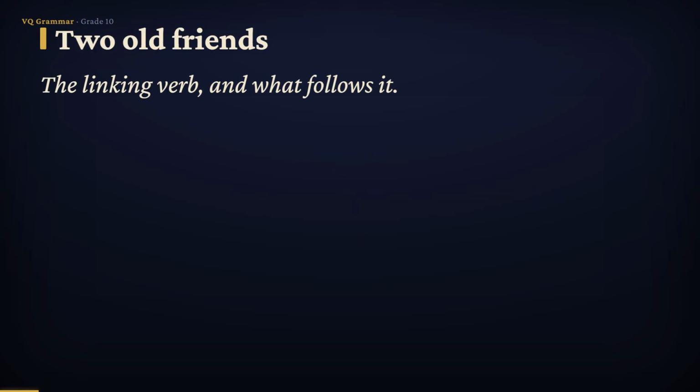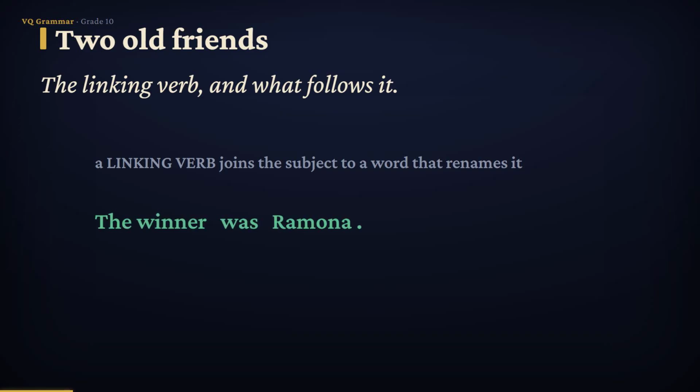Before we touch the new rule, let's bring two old friends back onto the board. Back in Lesson 6, we met the linking verb, a verb that shows no action at all, but simply joins the subject to a word that renames or describes it. Then, in Lesson 18, we met the word that so often sits on the far side of that verb. When it is a noun that renames the subject, we call it a predicate nominative. Look at this sentence. The winner was Ramona. Was is the linking verb, and Ramona is the predicate nominative. She renames the winner. Hold on to both of those, because today's rule lives exactly where they meet.